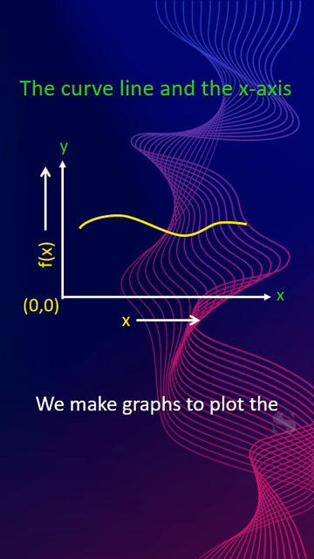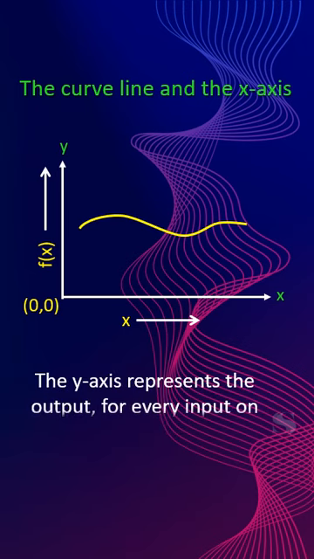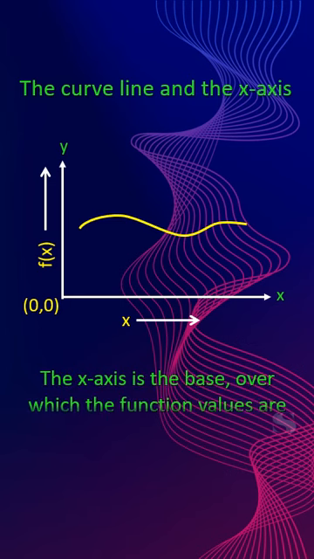We make graphs to plot the output or the values of the function for numerous values of the inputs, the independent variables, to visualize the behavior of the outputs, the effect of the inputs. The y-axis represents the values of the function or the output for every input on the x-axis. The vertical length along the y-axis is the value of the function, the value of f of x, for every valid value of x, the input. Thus, the x-axis is the reference or the base over which the function values are measured or built.